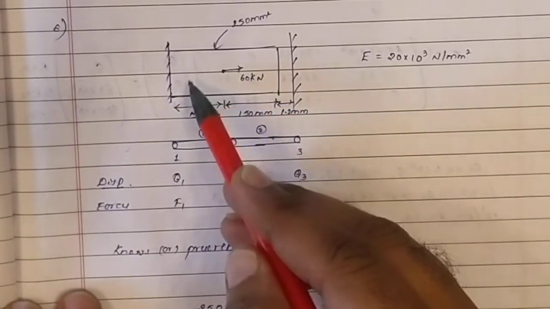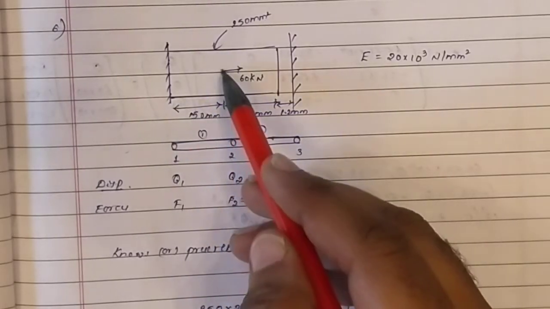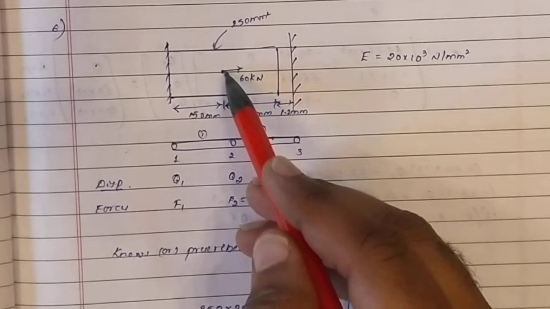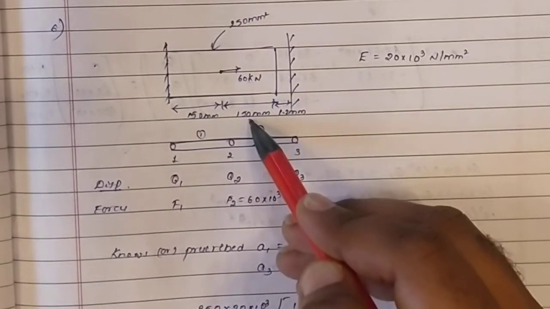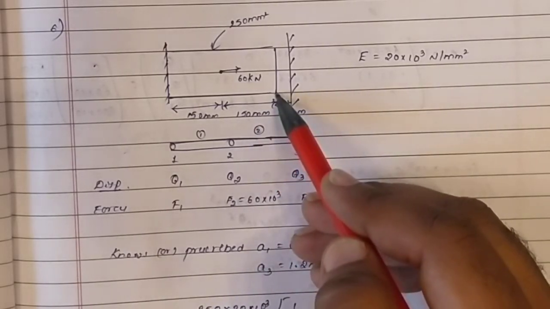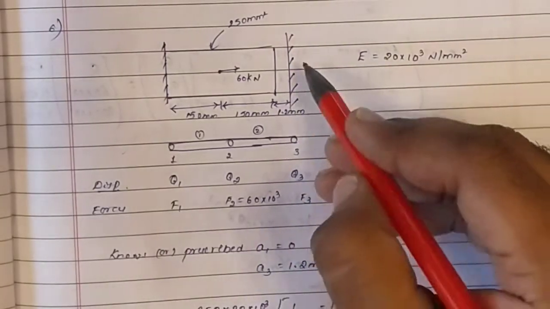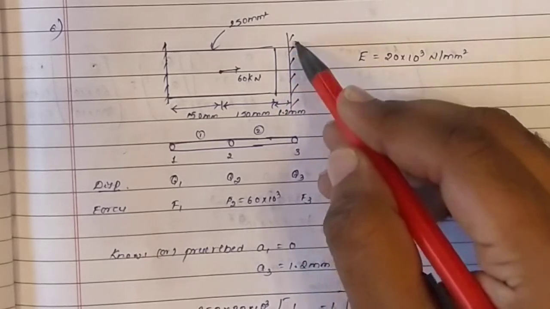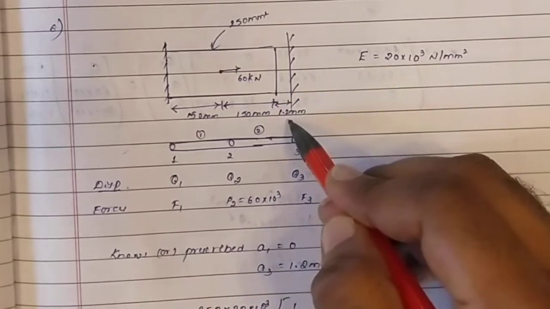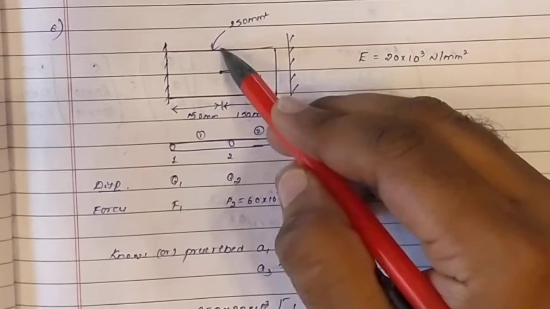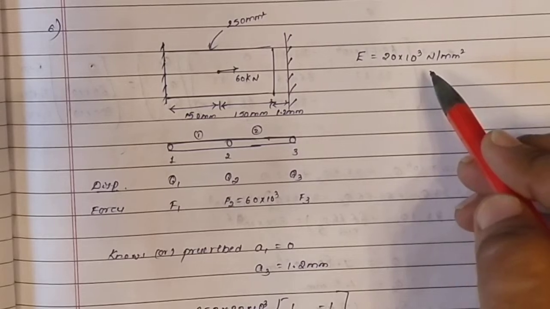So here we have a bar as shown in the figure. From this point to this point where the load is applied, the distance is 150 mm, and from the point where the 16 kilonewton load is applied to the end of the bar is 150 mm. From the end of the bar there is a restricted movement of the bar. There is an empty gap, and after that there is a fixture. The distance between the fixture and the bar is 1.2 mm, and the area of cross section of the bar is 250 mm square. Young's modulus is 20 into 10 power 3 Newton per mm square.